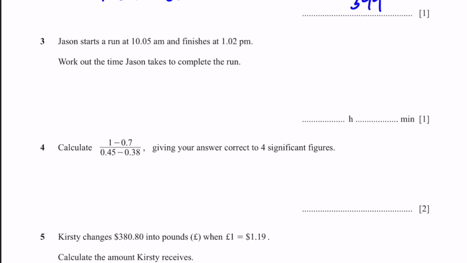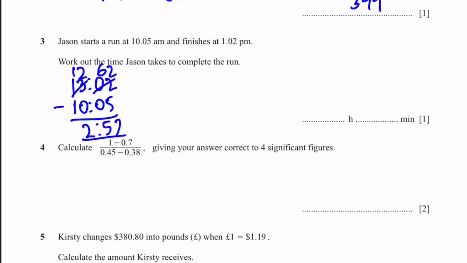Question 3. Jason starts a run at 10:05 a.m. and finishes at 1:02 p.m. Work out the time Jason takes to complete the run. 1:02 can also be written as 13:02 in 24 hours, and 10:05 a.m. will remain the same. When we subtract it, we can borrow from here, and then this becomes 2 hours and 57 minutes.